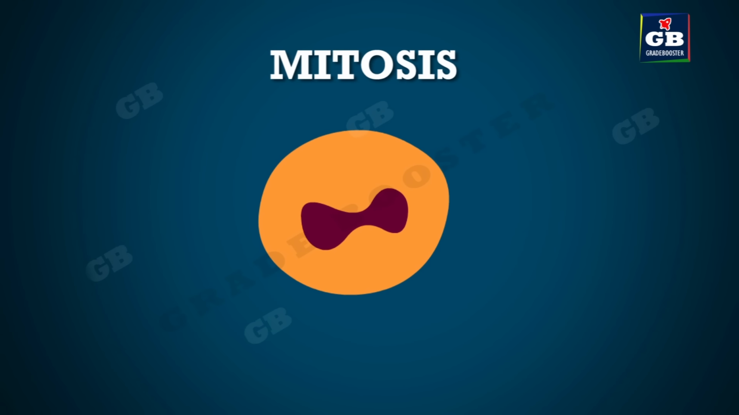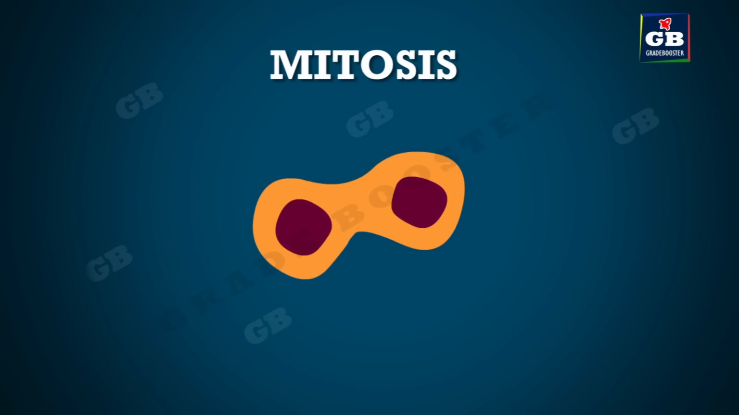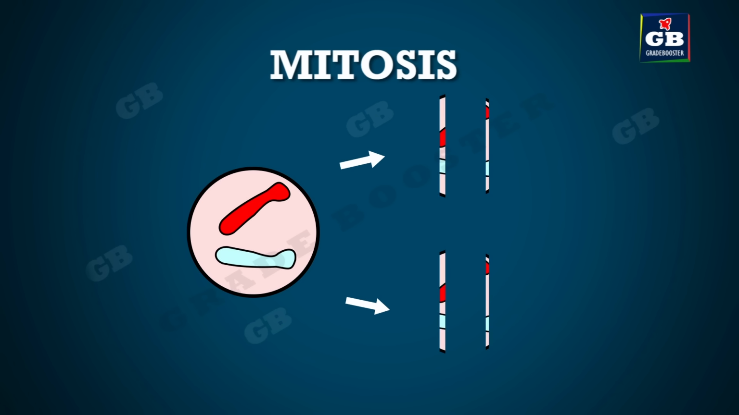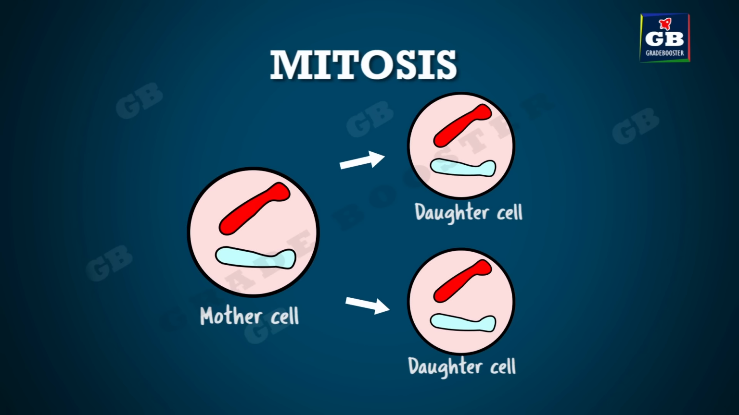In mitosis, one parent cell divides into two daughter cells. These two daughter cells are identical and have the same number of chromosomes as the mother cell. For example, if the number of chromosomes in a mother cell is 46, the daughter cells also will have 46 chromosomes each.